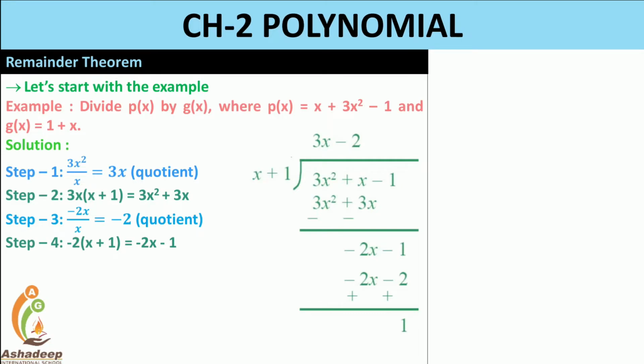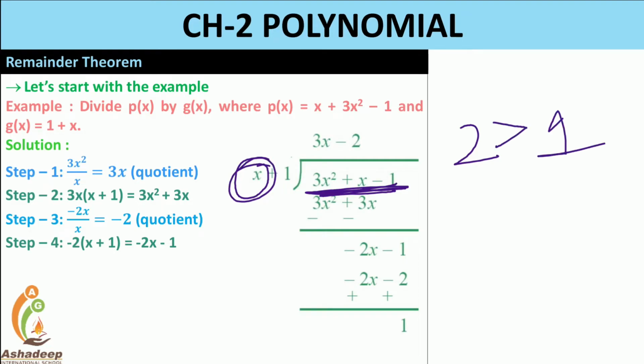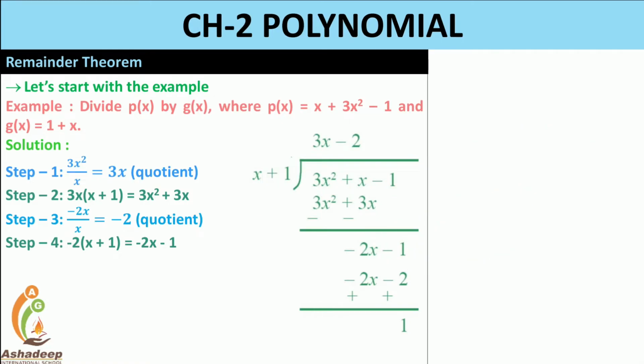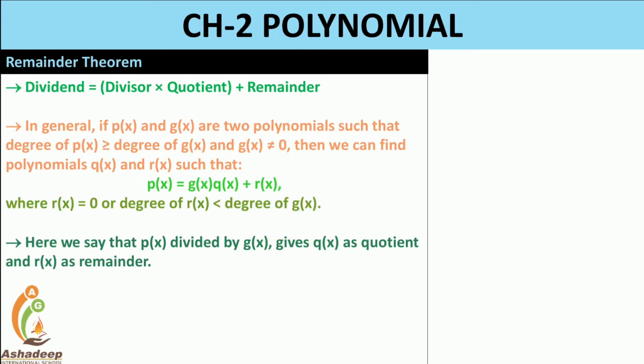See here, the degree of p of x is what? 2. Degree of g of x is what? 1. So it is always greater than, or you can say it is equal to, because if you write x square divided by 2x square, both have the same degree, right? So it might be greater than or equal to. Now g of x is not equal to 0, that I can explain.